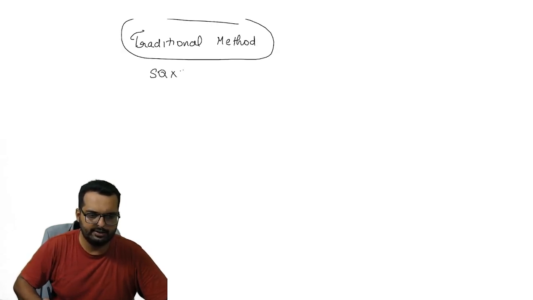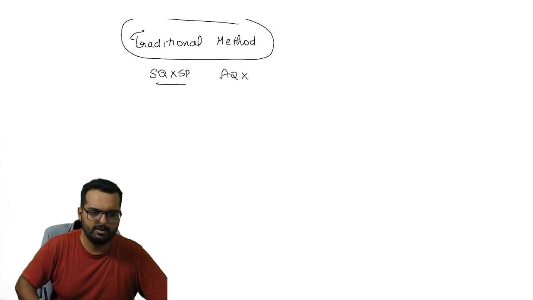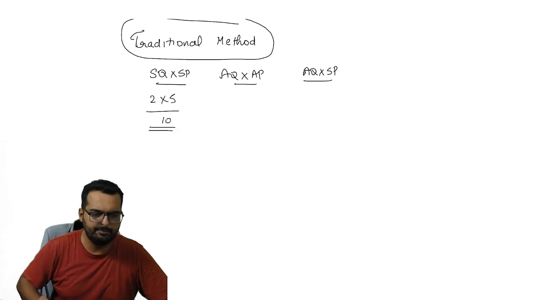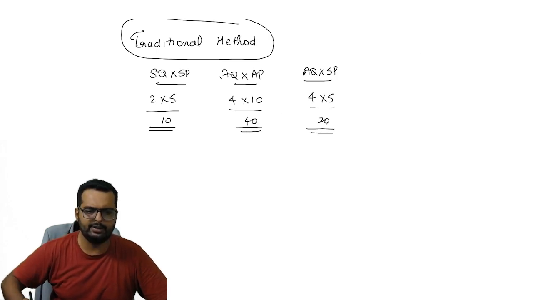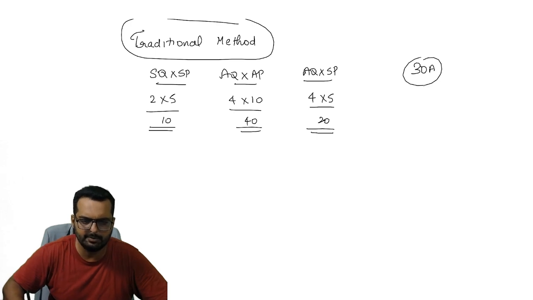Here it will be what? SQ into SP, AQ into AP, AQ into SP. So it will be 2 into 5, that is 10. Here it will be 4 into 10, that will be 40. 4 into 5, that will be 20. So here you will get the answer as 30 adverse.